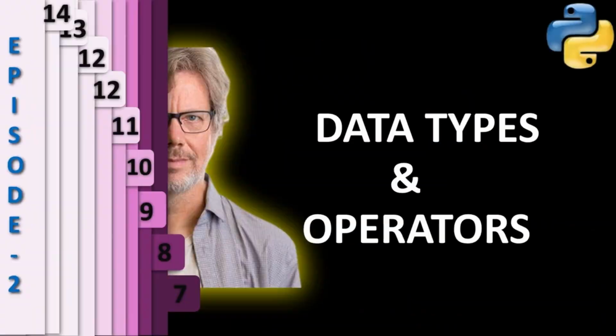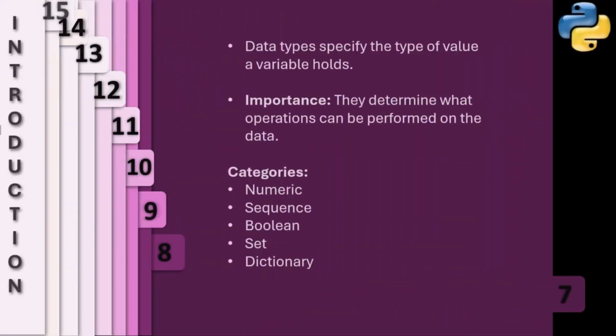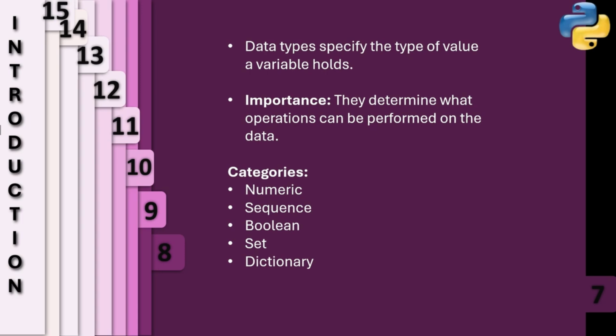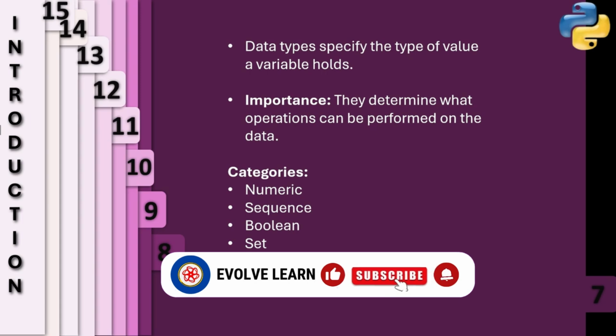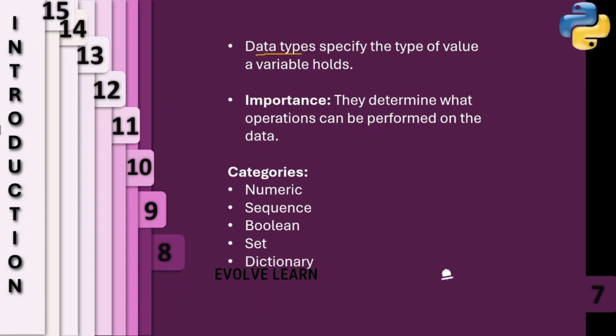Coming to the video, how data types and operators work. In Python, the first basic thing you should be aware of is that every value you store in a variable belongs to a certain data type. And these data types define what kind of data a variable holds and what kind of operations can be performed on them. As you all know, Python being a dynamically typed language, it automatically assigns data types based on the value you store in a variable.